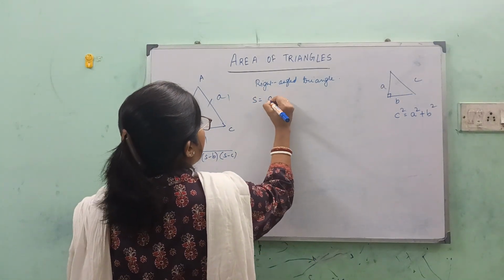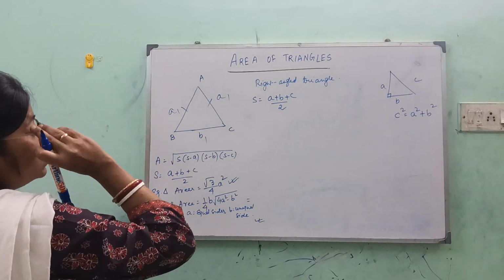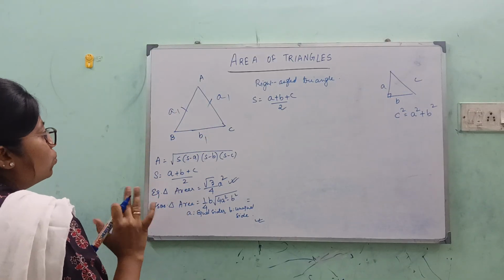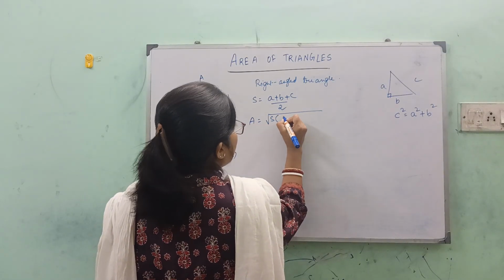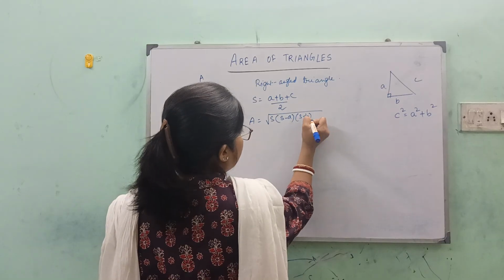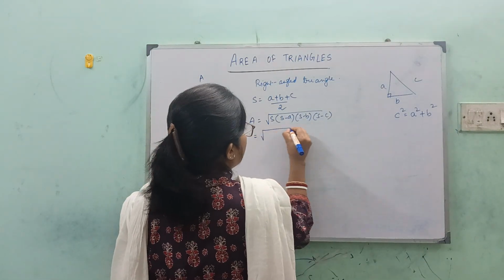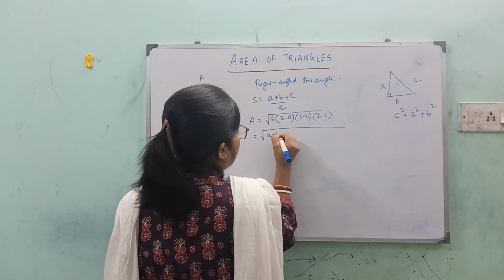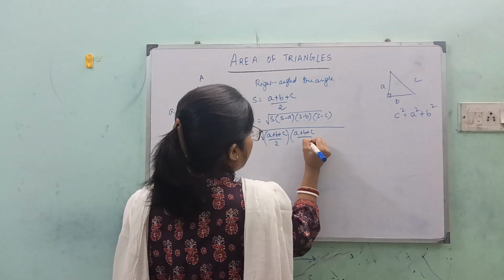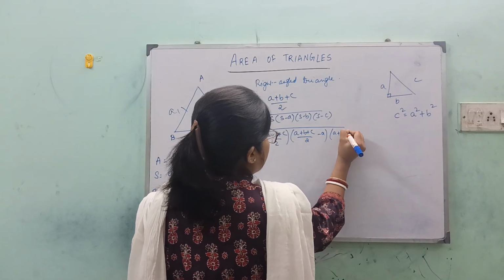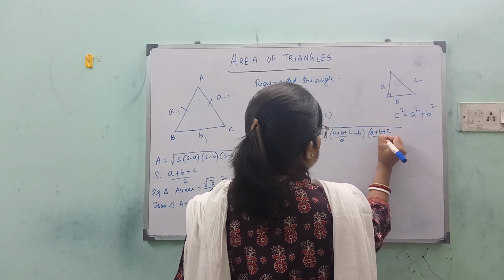So semi-perimeter will be A plus B plus C by 2. We are assuming here all the three sides are unequal. And the formula for area is square root of S into S minus A, S minus B and S minus C. Alright. So let us put in the values now. This is A plus B plus C by 2 into A plus B plus C by 2 minus A, into A plus B plus C by 2 minus B, and A plus B plus C by 2 minus C.